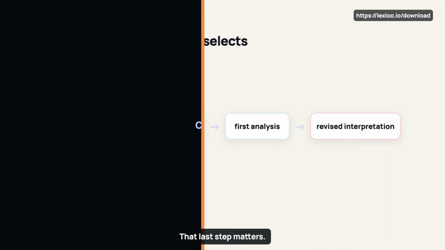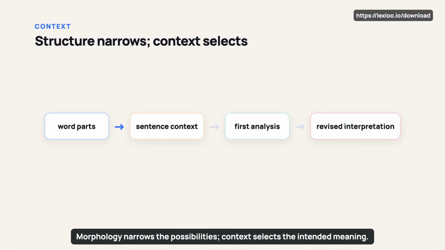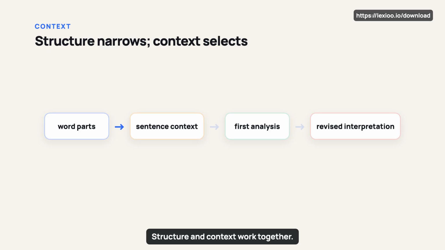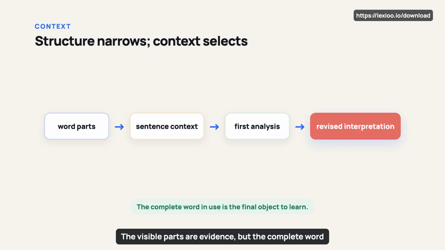That last step matters. Morphology narrows the possibilities. Context selects the intended meaning. Structure and context work together. If the sentence contradicts your first analysis, revise it. The visible parts are evidence, but the complete word in use is the final object you must learn.